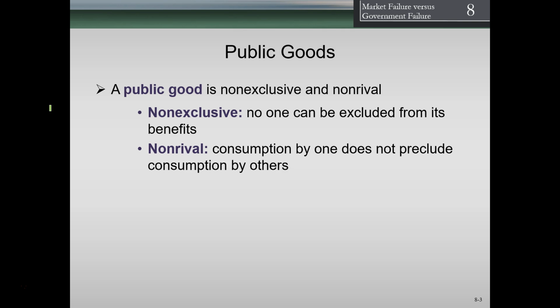Public goods. A public good is non-exclusive and non-rival. So let's talk about what public goods are and what effect they may have and how we might have to treat a public good. Non-exclusive means that no one can be excluded from its benefits. So once this public good is in place, no one can be excluded from its benefits. Non-rival means consumption by one does not preclude consumption by another.